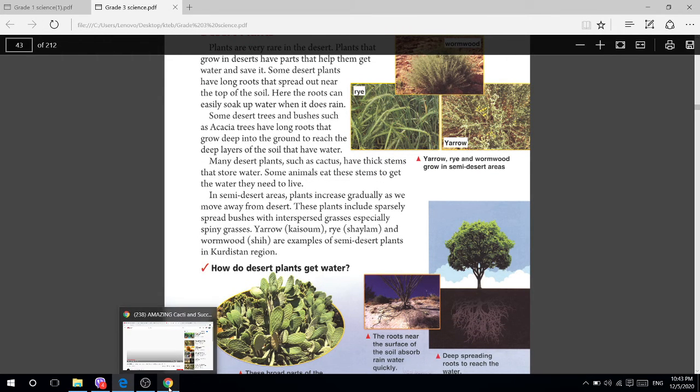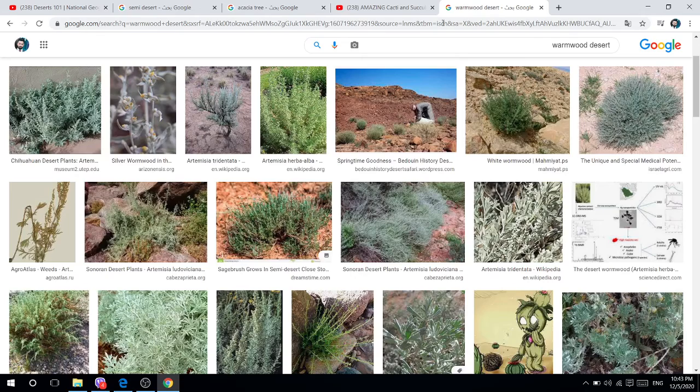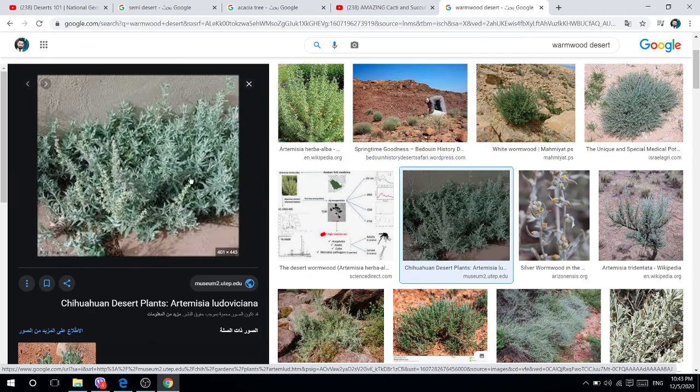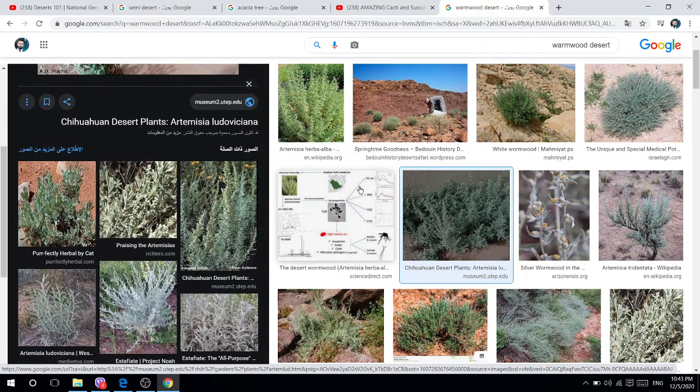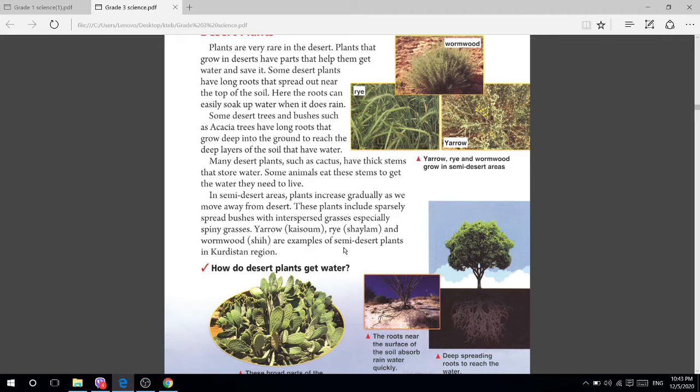Look, I will show you the wormwood. Look, this is the wormwood plant in the desert. In the semi-desert, wormwood is one example of a plant. Okay, students, this is an example of a semi-desert plant. Yarrow, ray, and wormwood grow in the semi-desert areas.